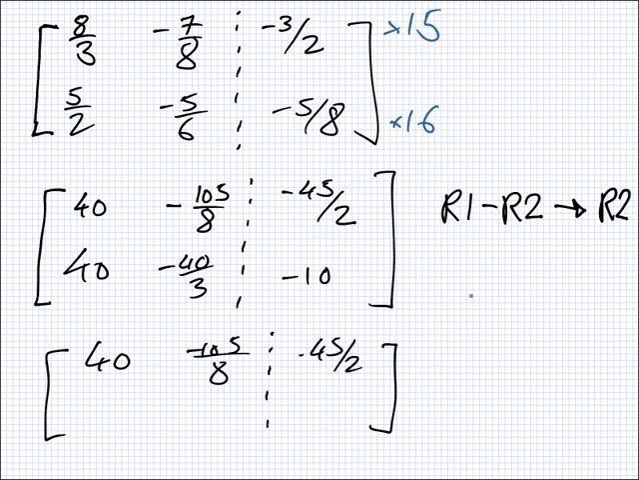Okay, let's do this one. Row 1 minus row 2, put the answer on 2. 40 minus 40, 0, put the answer on row 2. Now, I definitely will need the calculator here. Minus 105 over 8 minus 40 over 3. What's that? If someone could so kindly tell me that.